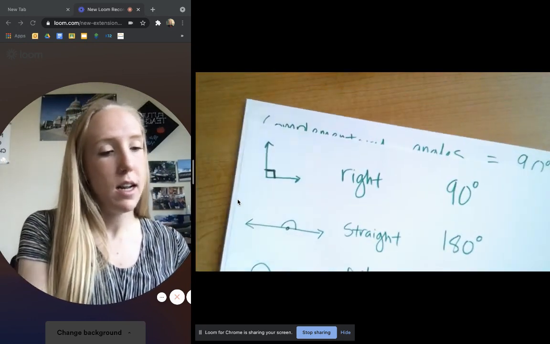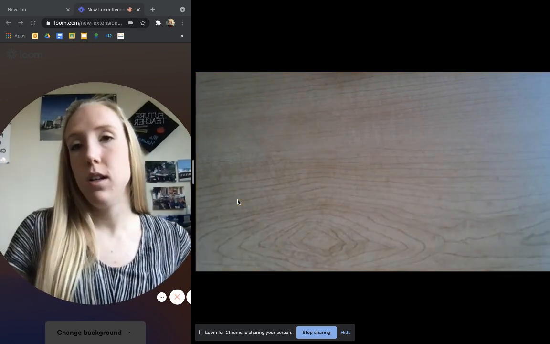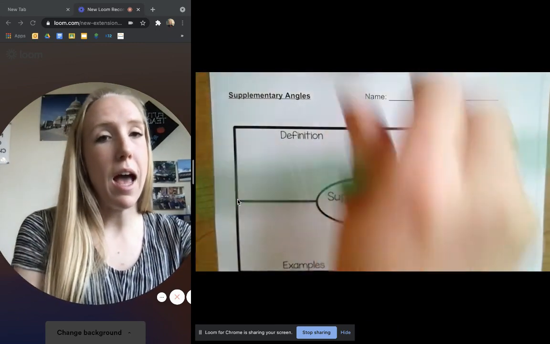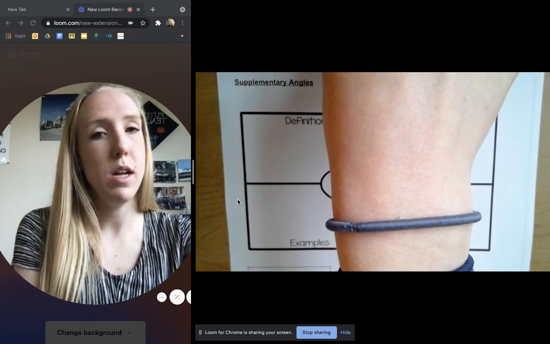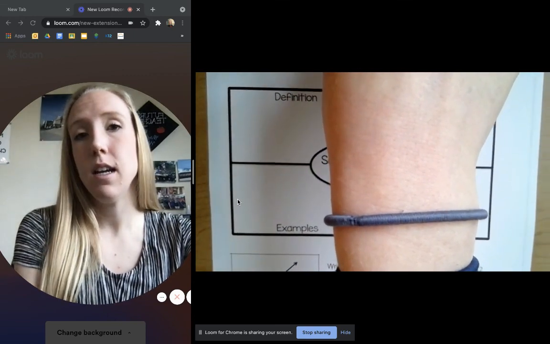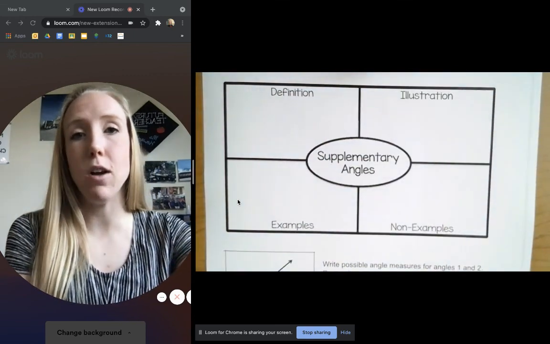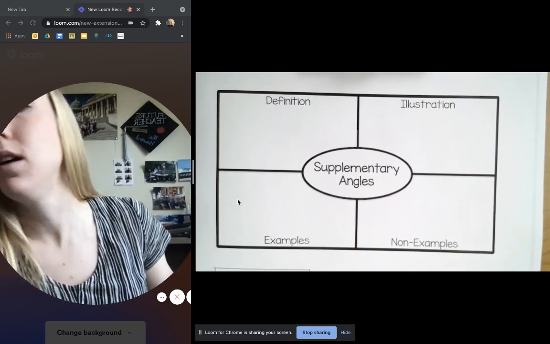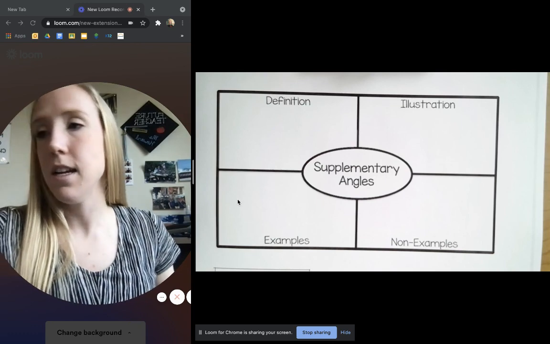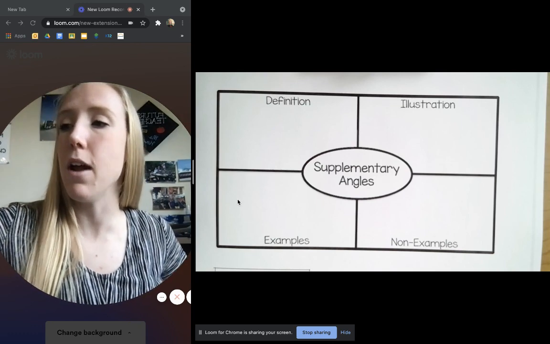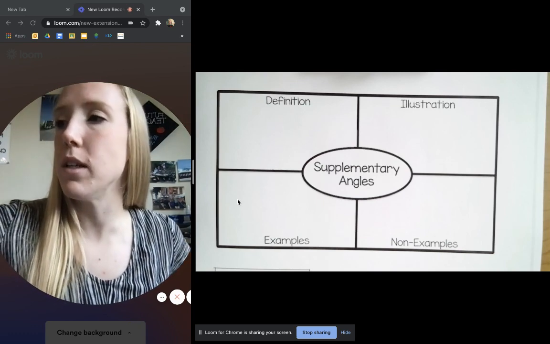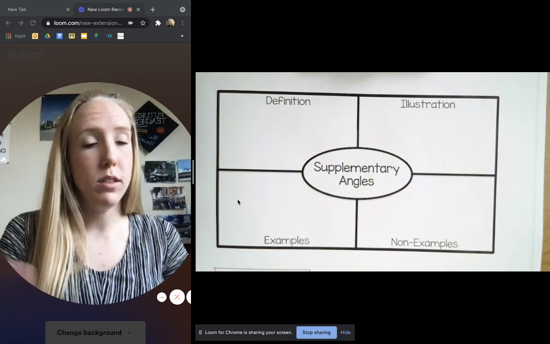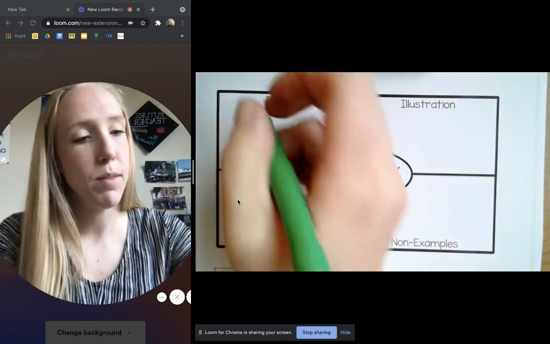All right. So, just like complementary angles add up to 90 degrees, supplementary angles are the exact same thing, except that they add up to 180 degrees. They add up to a straight angle. So that's what we're going to be focusing on today, supplementary angles that add up to 180 degrees.